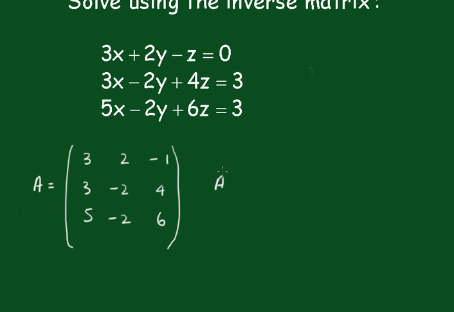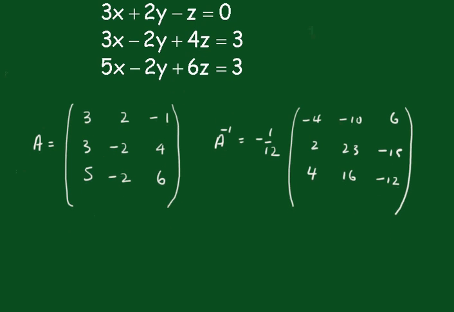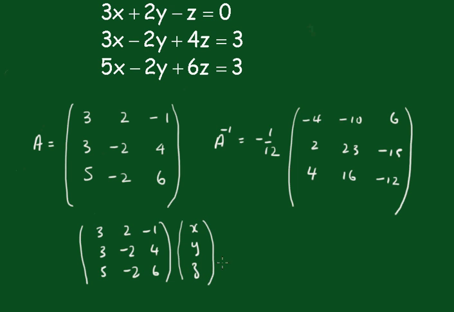Now the inverse of this we worked out in that section to be minus 1/12 of, and let's get this right now, that's minus 4, 2, 4, minus 10, 23, 16, 6, and minus 15, and minus 12. Right. Now, having worked that out, this is how you set it out. You say that this 3, 3, 5, 2, minus 2, minus 2, minus 1, 4, 6, that is A, multiplied by x, y, z is equal to 0, 3, 3.